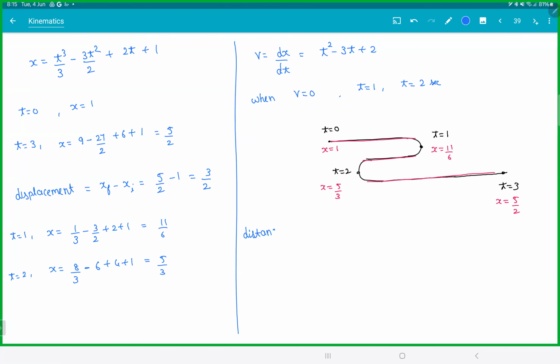So the distance traveled, you went from 1 to 11 by 6. I'll just put mod everywhere because it's just one magnitude. So 11 by 6 minus 1 plus, then you went to 5 by 3 minus 11 by 6 plus 5 by 2 minus 5 by 3. This would be 5 by 6, this would be 1 by 6, this would be 5 by 6. So 11 by 6 meters. That's your answer.